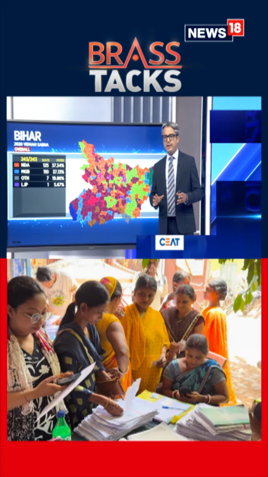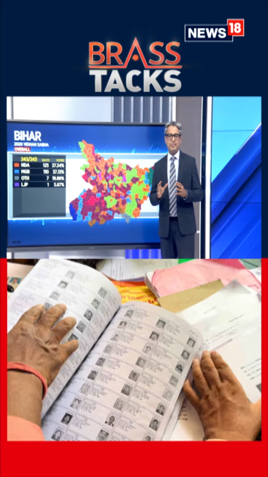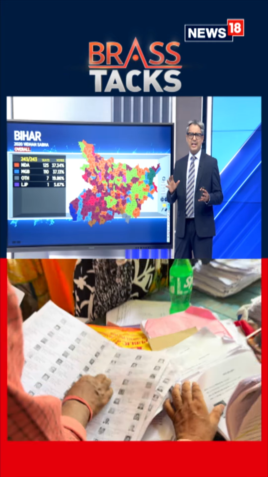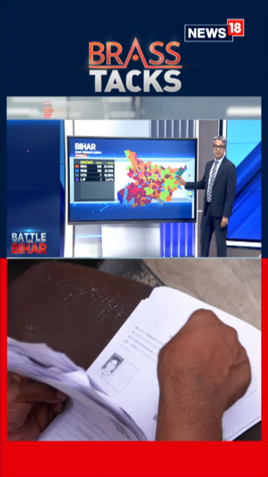So I want to bring you up to speed with two critical factors. One, the various phases. There are two phases now that have been decided by the Election Commission, on the 6th and the 11th, and they've divided it roughly equal. 121 seats in the first phase, 122 seats in the second phase. But which are the regions that are going to polls?